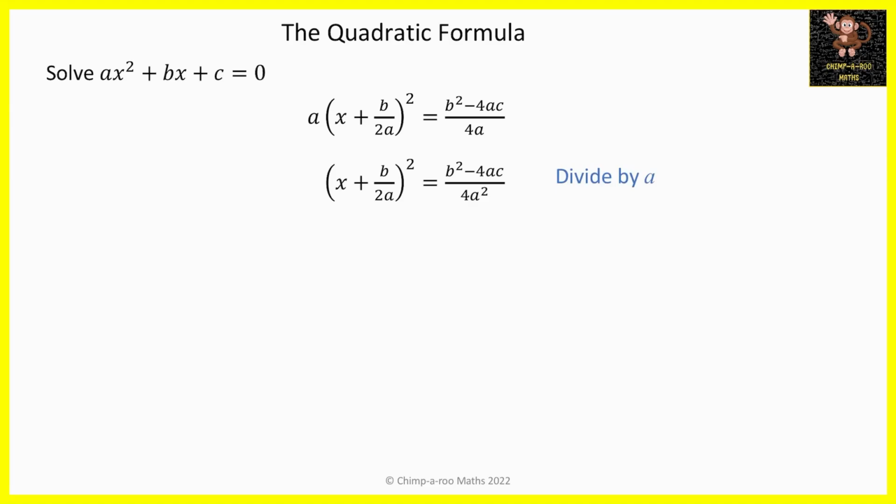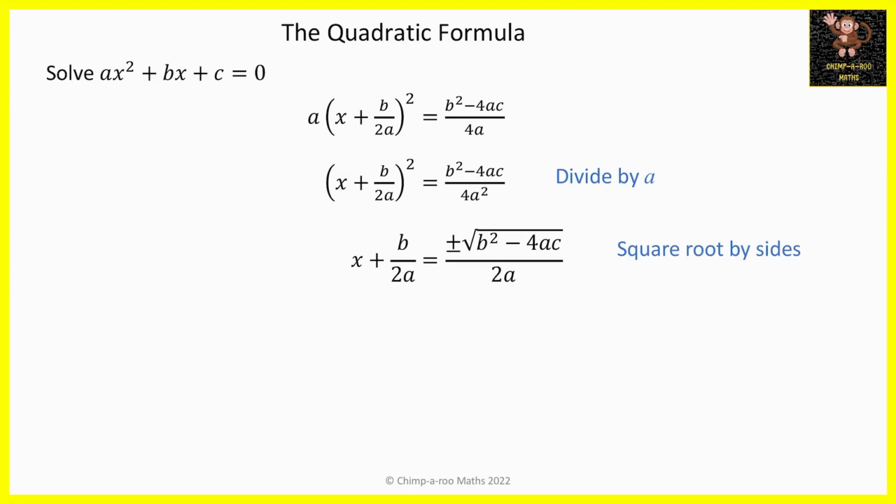The next step when solving equations would be to square root both sides. That denominator, we square root 4a squared, you get 2a. But on the top we can't simplify that, but when you square root a number, you get a positive answer and a negative answer. For example, the square root of 16 is 4 or minus 4. So we're going to write x plus b over 2a is plus or minus the square root of b squared minus 4ac all over 2a.